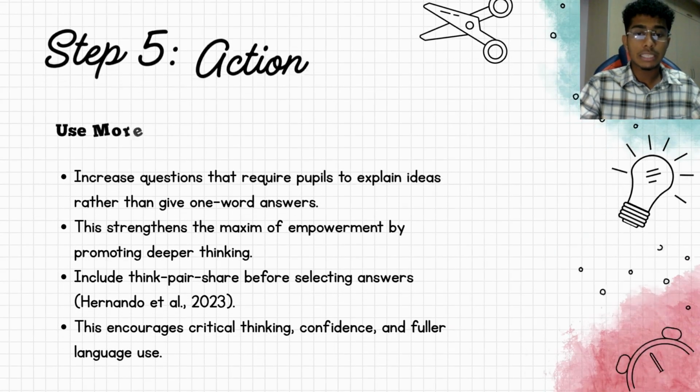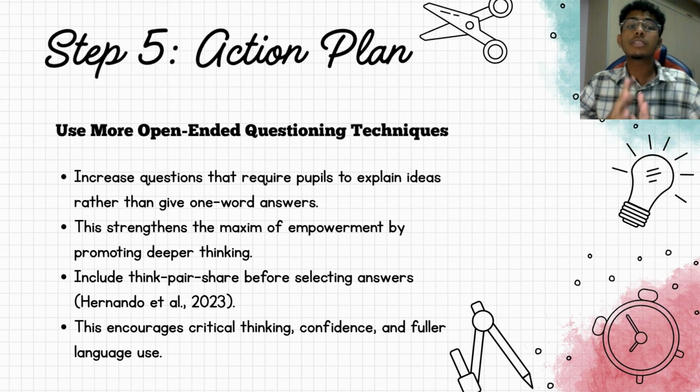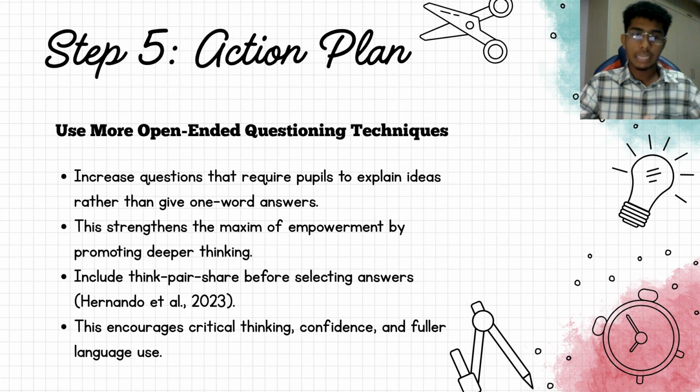Moving on, the next step is to use more open-ended questioning techniques. So increase questions that require pupils to explain ideas rather than just give one-word answers. This strengthens the maxim of empowerment by promoting deeper thinking. So for example, he could ask questions like, why does lightning appear before thunder? These questions require students to think deeper about thunder and lightning, to analyze their characteristics and answer.